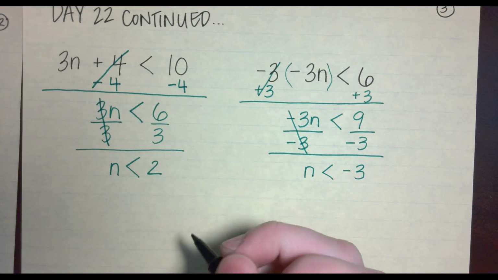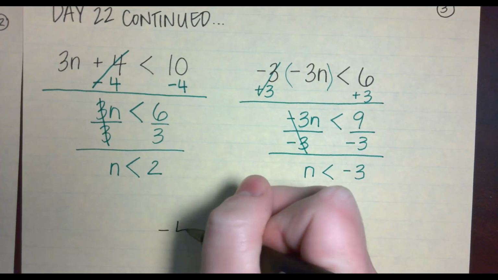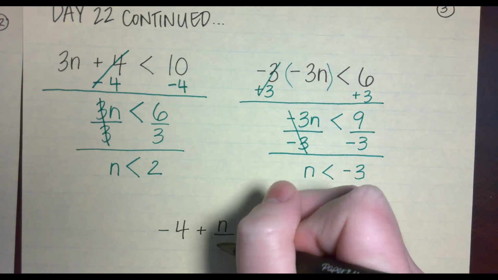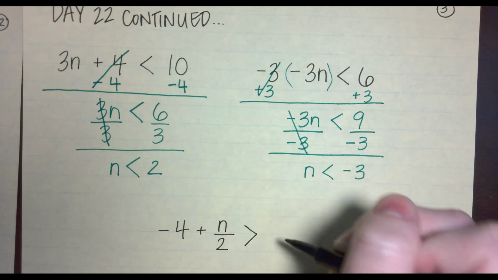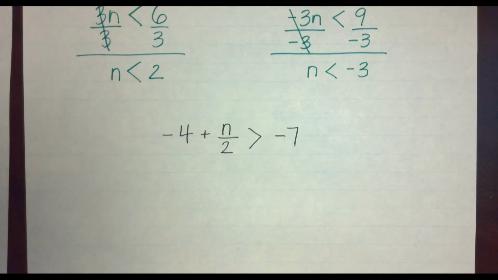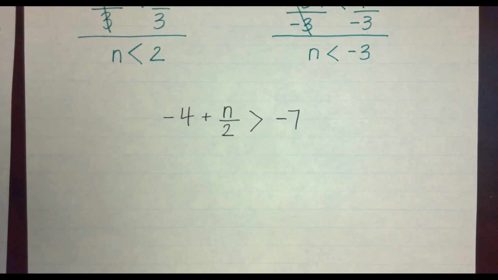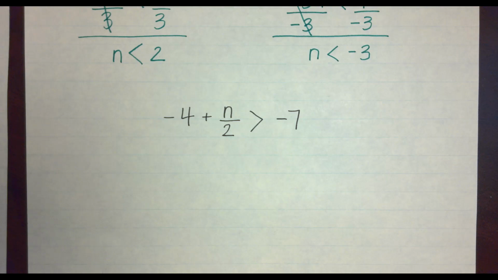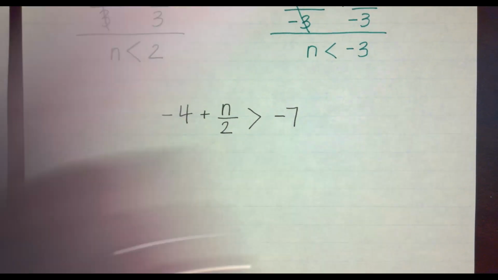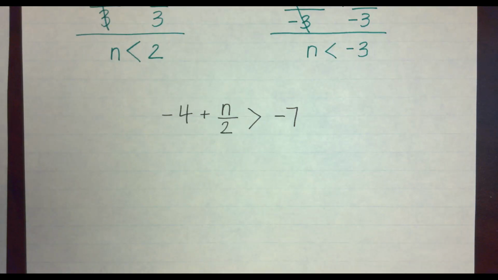How about -4 + n/2 > -7. And I'm going to tell you right now, in a couple of days, this is a super short unit. We're learning maybe 3 days' worth of lessons, and it'll be a really tiny quiz after. This question is going to look very familiar on that quiz. So if you want to circle it on your paper and highlight it, just so you know, it's going to look familiar.